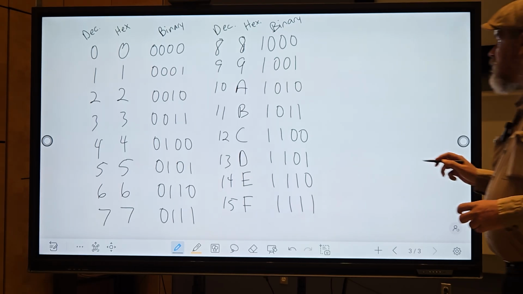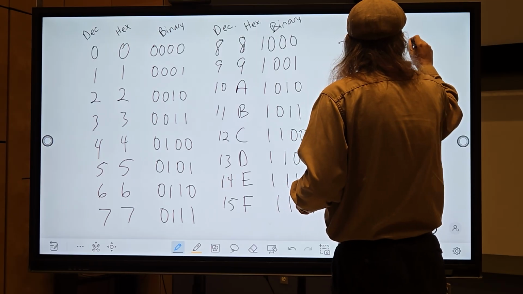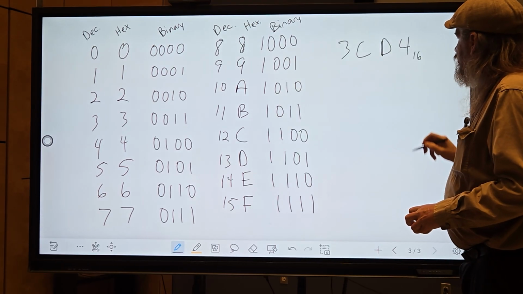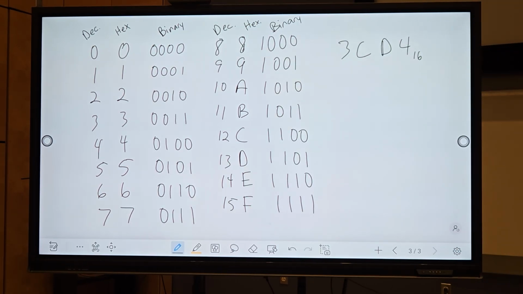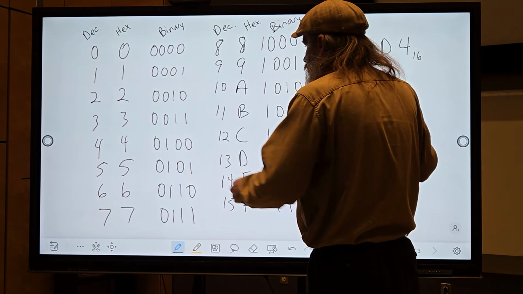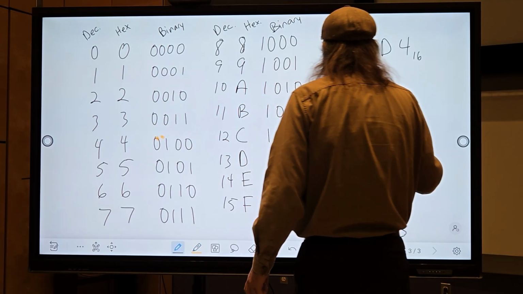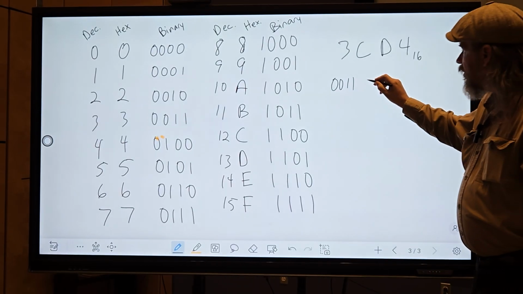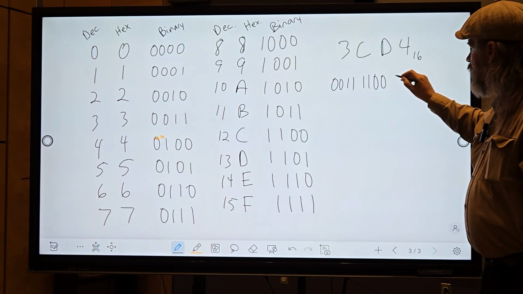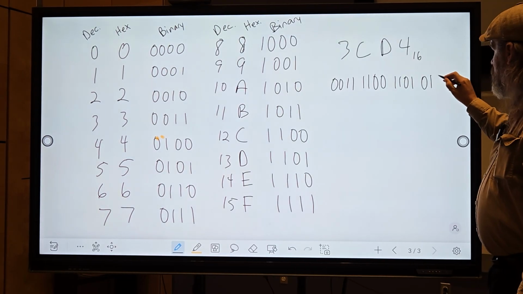So you have a hex digit here, or hex number here. Convert it easily to binary. 3 is 0011. C is 1100. D is 1101. And 4 is 0100.